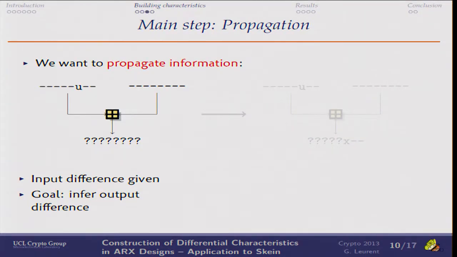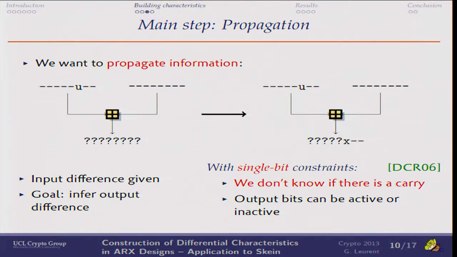So in this algorithm, a very important step is the propagation algorithm, and I'm going to talk a little bit about it. The main idea is that we look at some operation, for instance, an addition, and we assume that we know some information at the input. So for instance, if this is the first round of our characteristic, the initial difference is given as an input to the algorithm, and now we try to propagate this information to learn something in the middle.